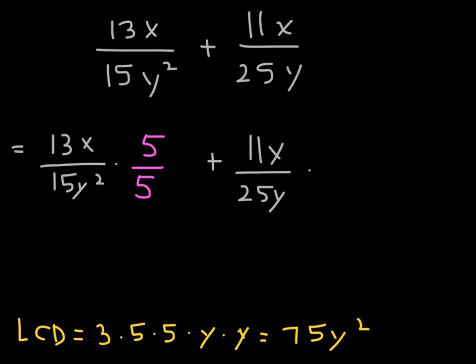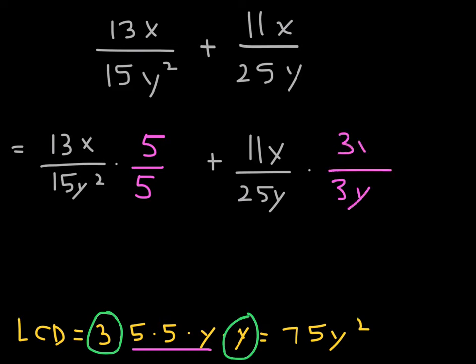Now off to the next fraction. What do you multiply 25y by in order for it to become the LCD of 75y squared? Let me use the same thinking. This much here that I've highlighted is 25y. So 25y times 3y gives me 75y squared, which is the LCD. So I'm going to have to multiply by 3y, of course, in the denominator and the numerator.